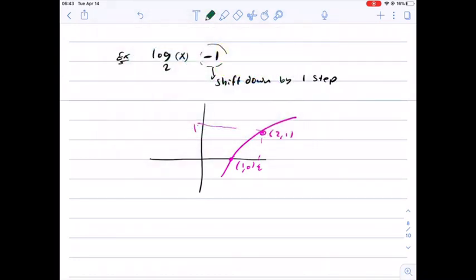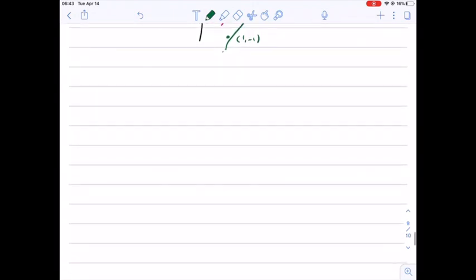Then we shift down by 1 unit. That means we need to subtract 1 from the y coordinates. So this point becomes (1, -1), and this point becomes (2, 0). We subtract 1 from here, and the graph looks like this. So this is base 2 log of x minus 1.